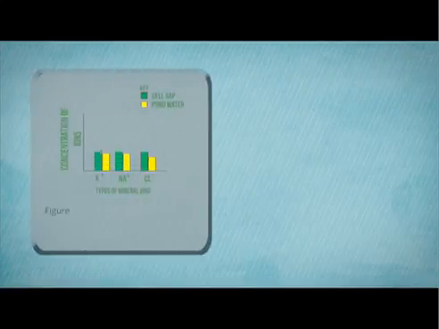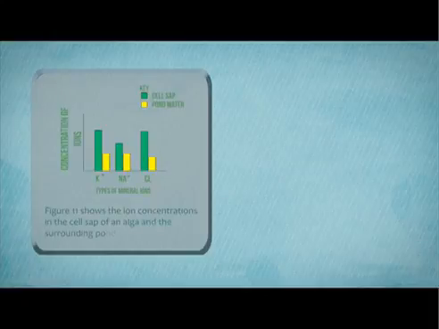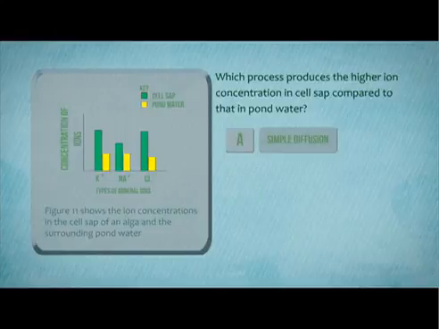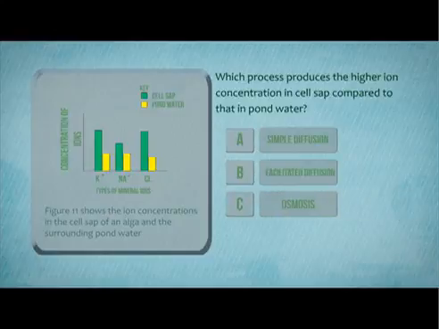Let's try some questions. Figure 11 shows the ion concentrations in the cell sap of an alga and the surrounding pond water. Which process produces the higher ion concentration in cell sap compared to that of the pond water? A. Simple diffusion. B. Facilitated diffusion. C. Osmosis. D. Active transport.